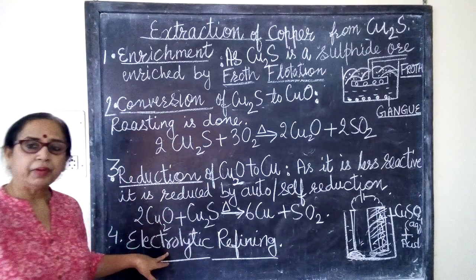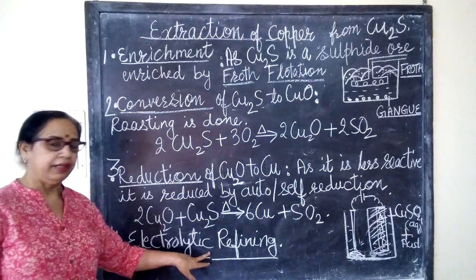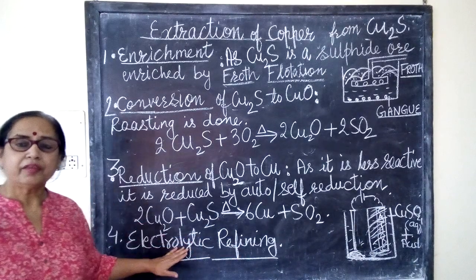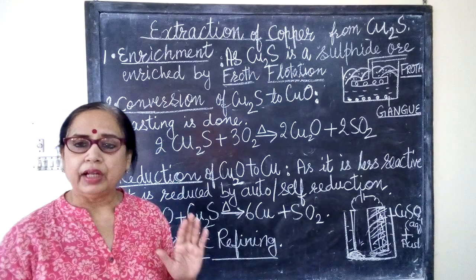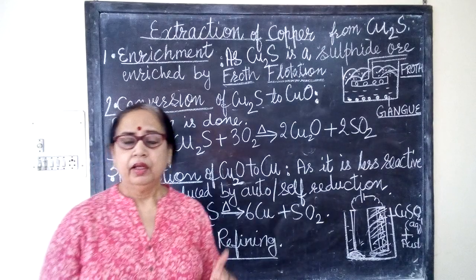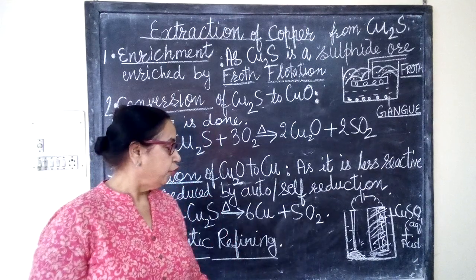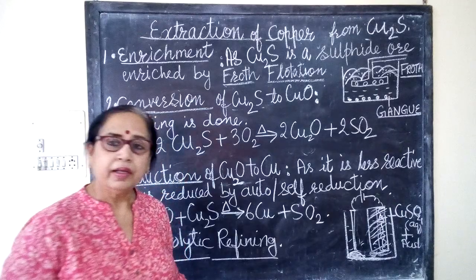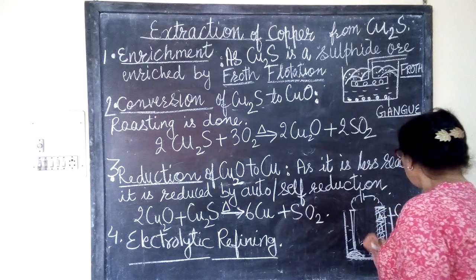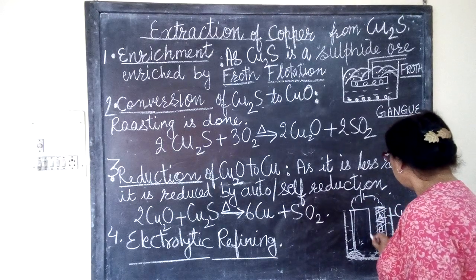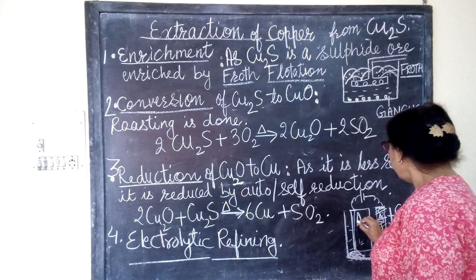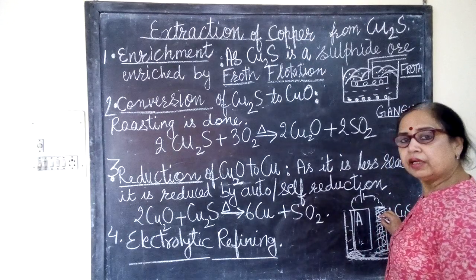Now the last step is electrolytic refining. The last step is refining, but as we are refining the metal by the process of electrolysis, this is called electrolytic refining. Now what is done in this case? We take an electrolytic cell, and in that cell we use two electrodes: A for anode, C for cathode.